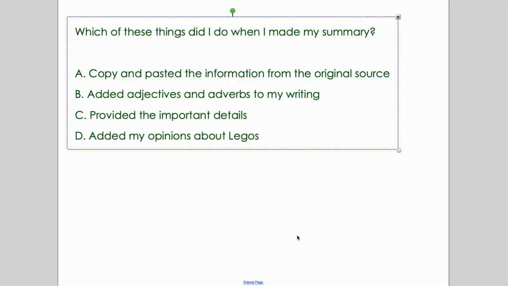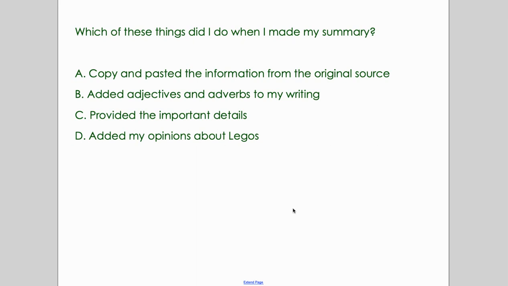Which of these things did I do when I made my summary? Did I copy and paste the information from the original source? Did I add adjectives and adverbs to my writing? Did I provide the important details? Or did I add my opinions about Legos? There's only one correct answer.